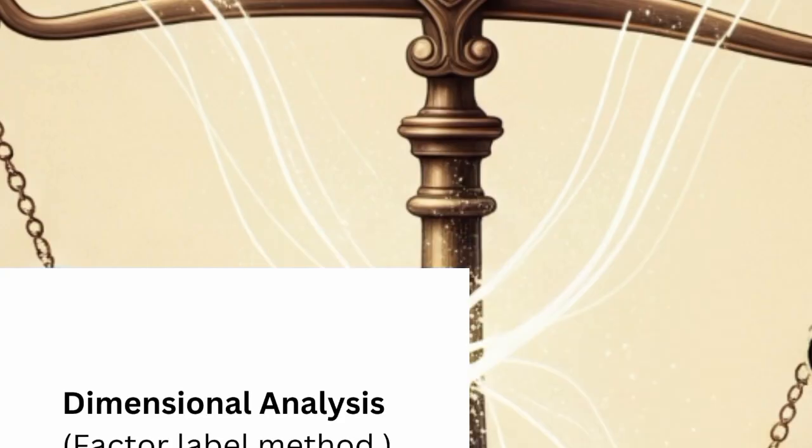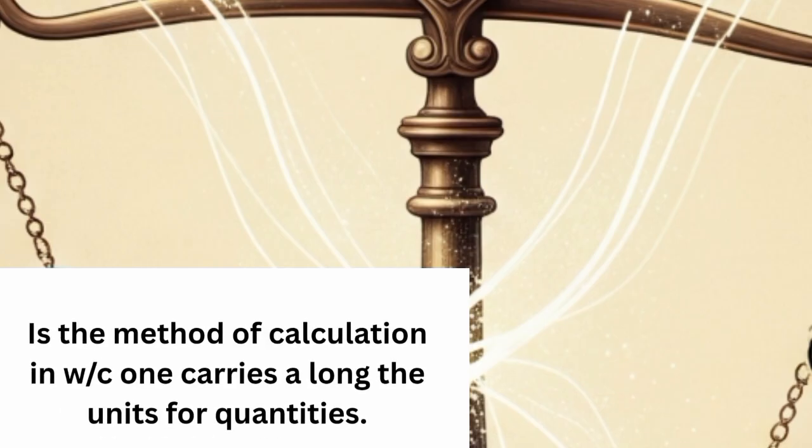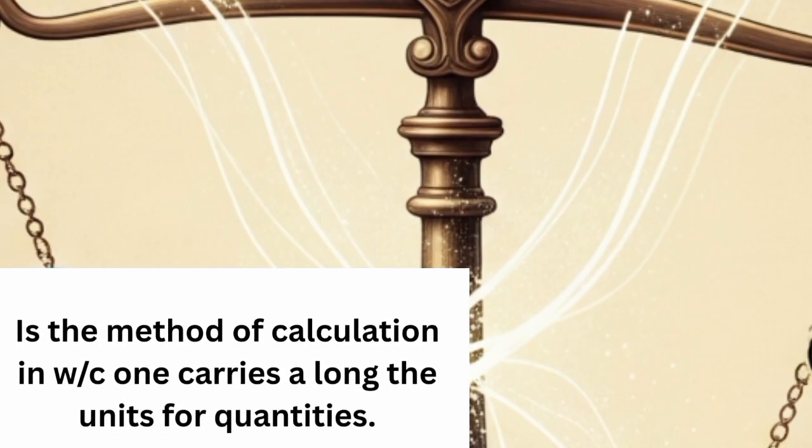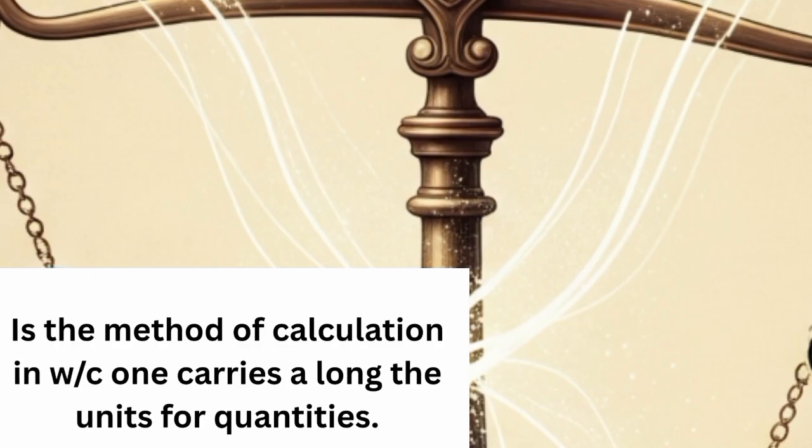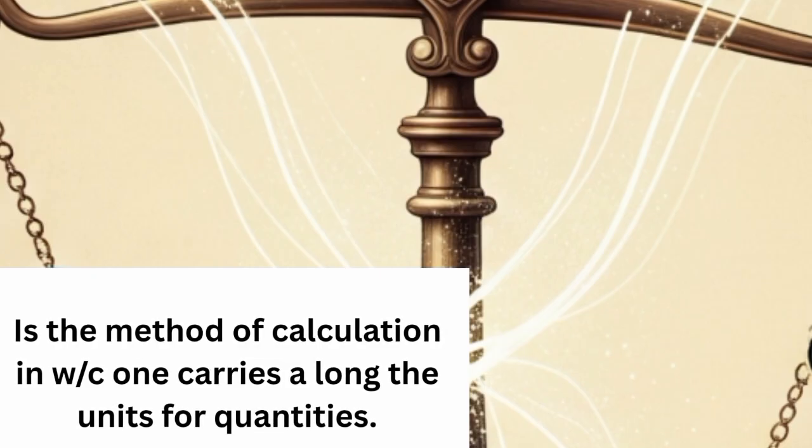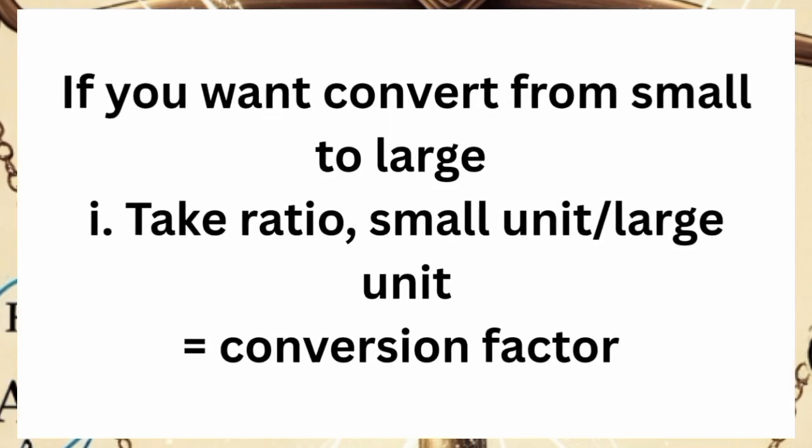The second point is dimensional analysis, or the factor label method. It is the method of calculation in which one carries along the units for quantities, or refers to converting a measurement from one unit to another by using a conversion factor. Consider the following 4 points before changing one unit to another unit. The first, if you want to convert from small to large.